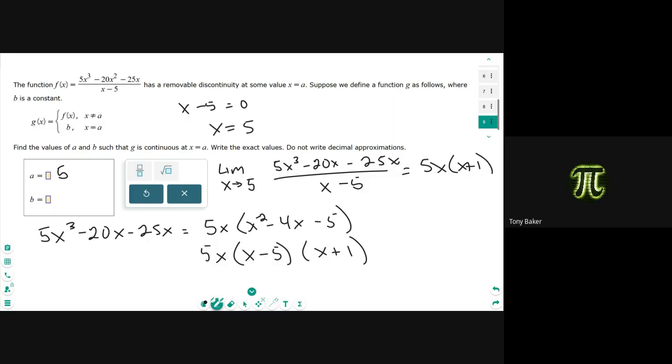So if you plug 5 into that, you get 150. So big numbers can happen.